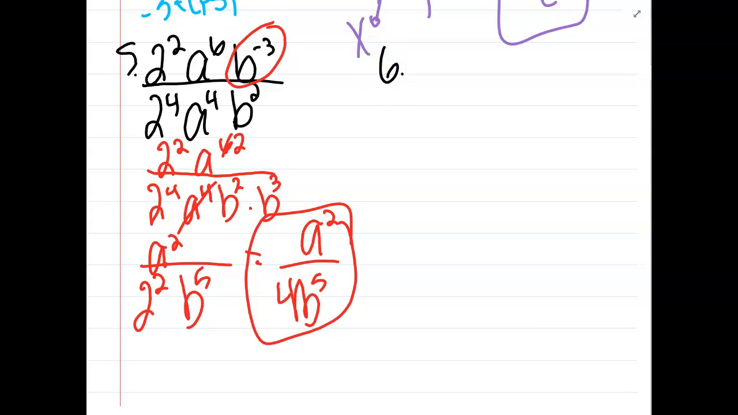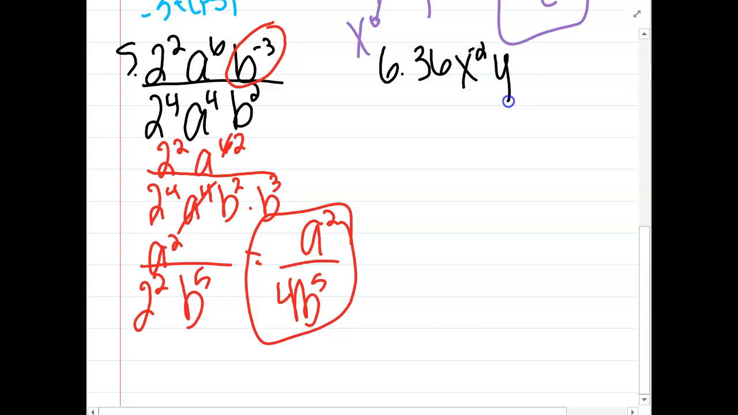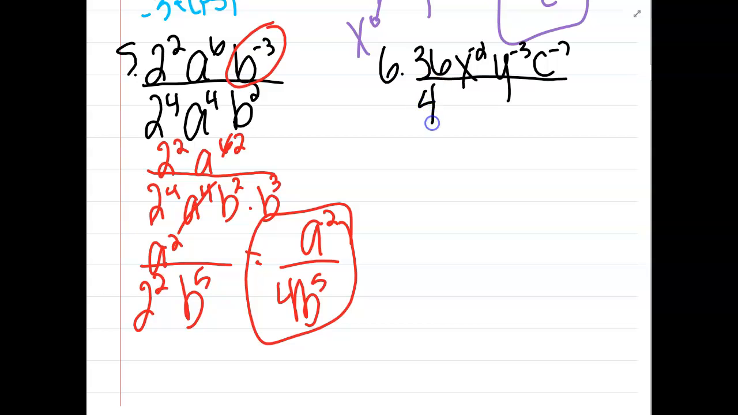Okay, number 6. 36, x to the negative 2nd, y to the negative 3rd, c to the negative 7th, over 4x cubed, y to the negative 5th, c to the 4th.